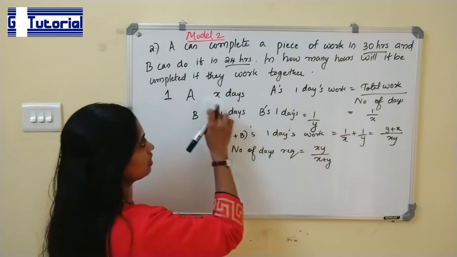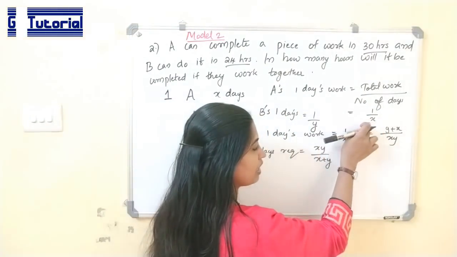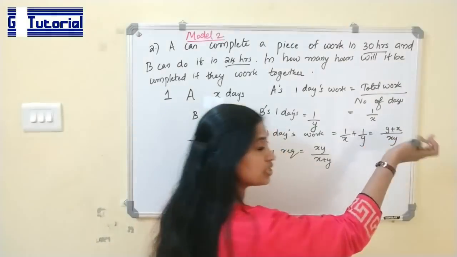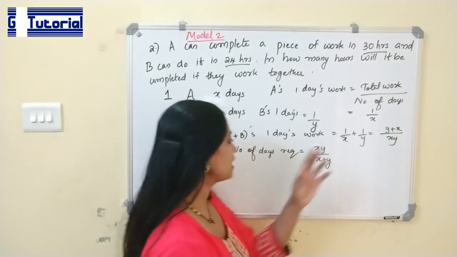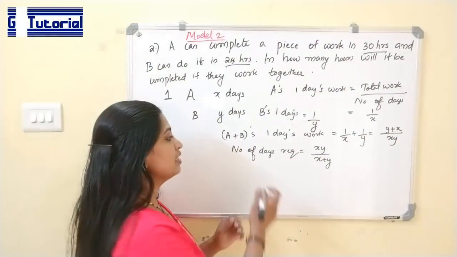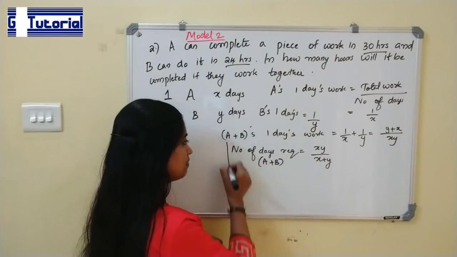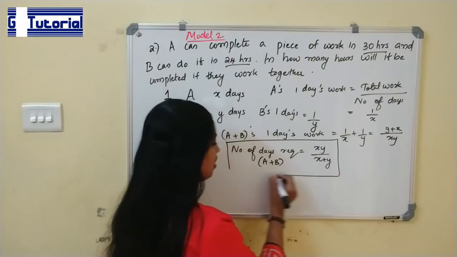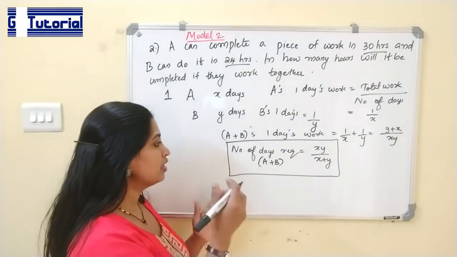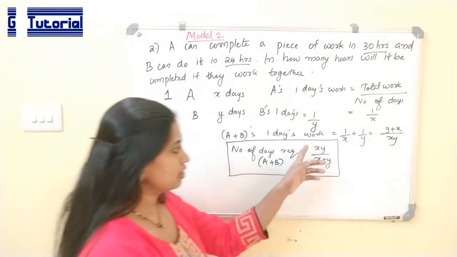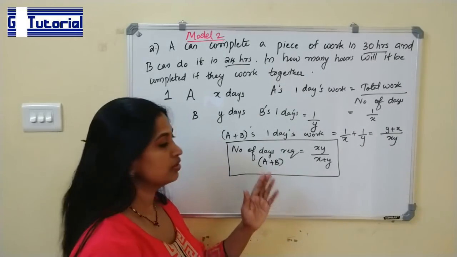It is similar to this. If A takes X days, then A's 1 day's work is 1 by X. Or from here we can write it takes X days to complete the work. Similarly, here if A plus B's 1 day's work is given, the reciprocal of this gives the number of days required to complete the work by both A and B. So you need to study only this much. If X and Y are the number of days taken by A and B to complete the work, then they will take XY by X plus Y days to complete the work if they work together.